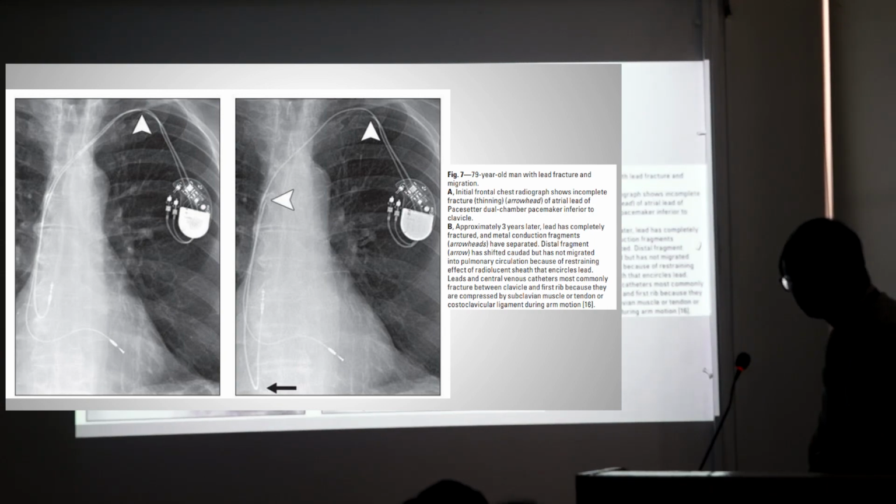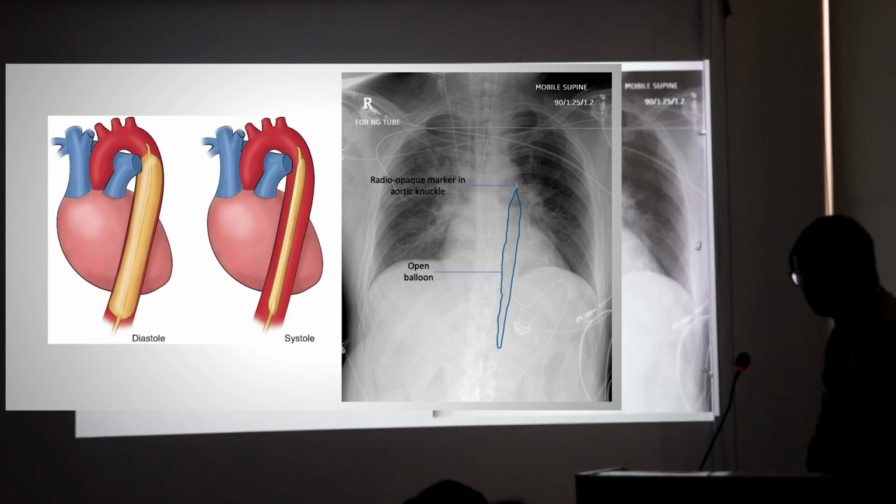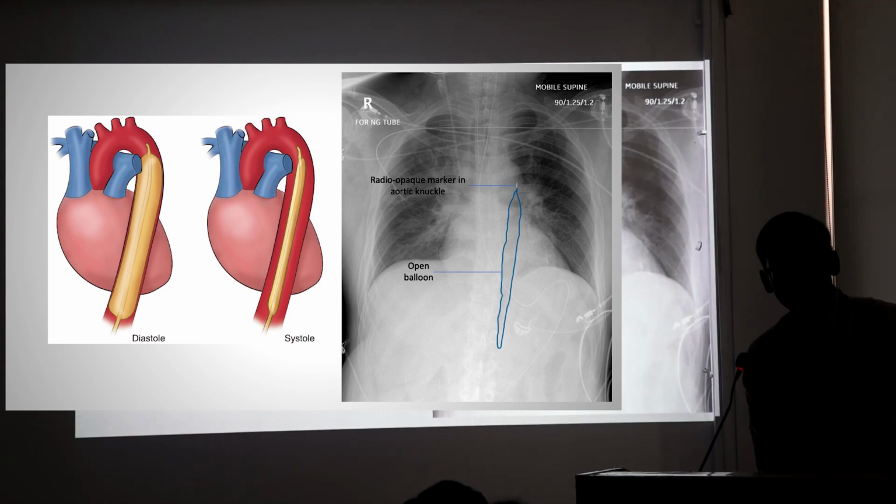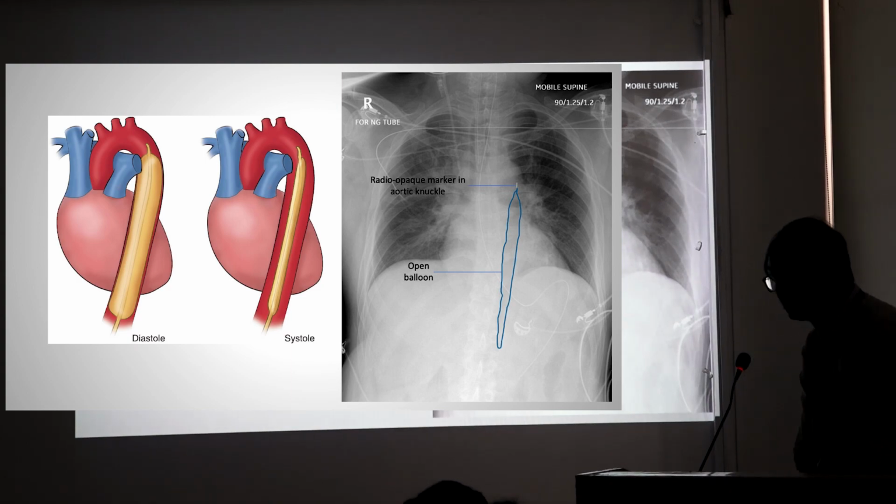But after a few years, a repeat X-ray was done. It showed that the lead has completely dislodged. So this is an intra-aortic balloon pump. Many a times it's used in cardiogenic shock. Okay. So there's a radiopaque marker at the tip.